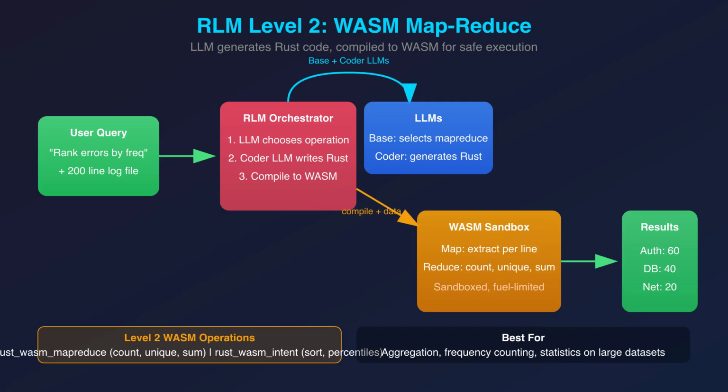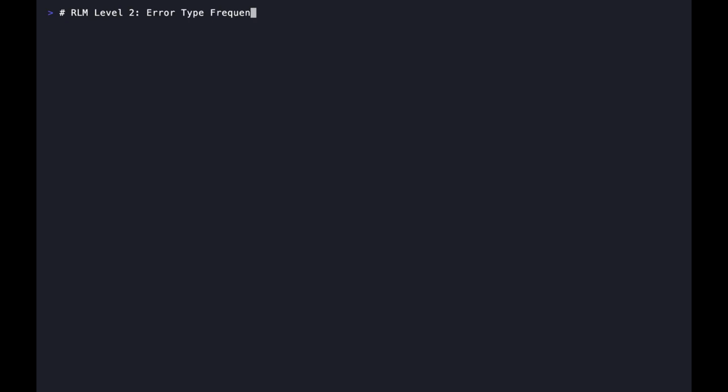RLM Level 2 uses WebAssembly for complex processing. A coder language model writes Rust code that compiles to WebAssembly and runs in a secure sandbox. MapReduce handles aggregation and statistics on large datasets. Ranking error types by frequency is a common log analysis task.